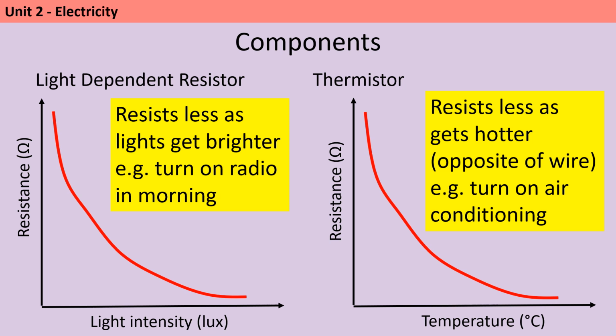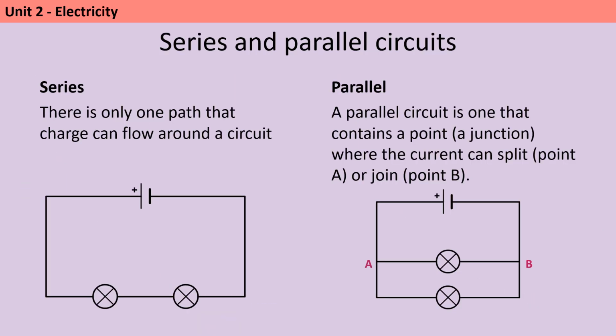And then for a thermistor, as the temperature increases, the resistance gets less. So that's opposite to a wire. Next is series and parallel circuits. In a series circuit, there's only one path that the charges can follow, whereas in a parallel circuit, there's a junction where the current splits.